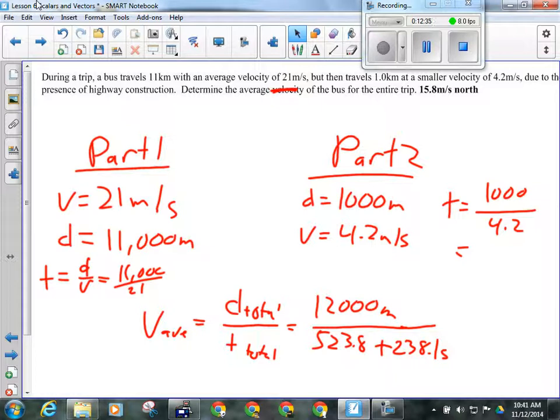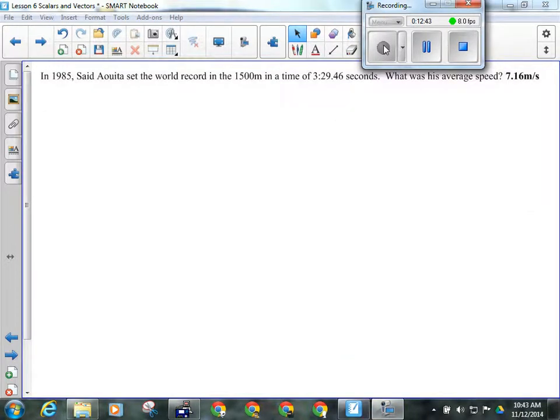Everybody with me there? Any other ones? All right, keep going. I don't remember what number it is here. It's been broken since, it's about 3 minutes 21 seconds now. This is 3 minutes 29.46 seconds. That's what that's saying there. 3 minutes 29.46 seconds.